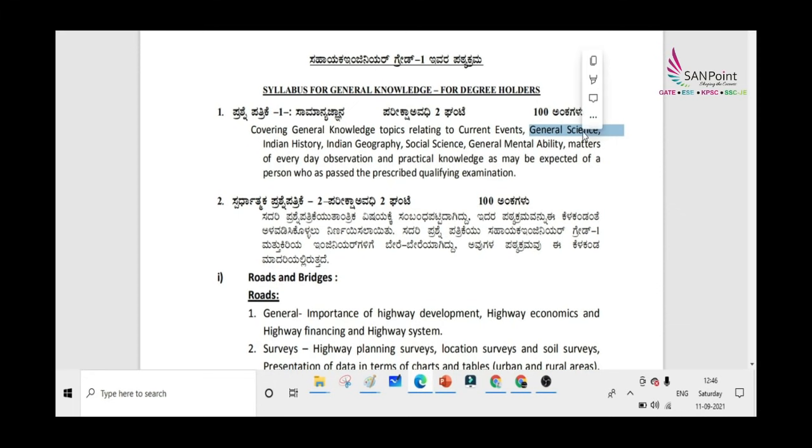So next is general science. So what is the meaning of this general science? It includes physics, chemistry, biology, all 3 subjects.